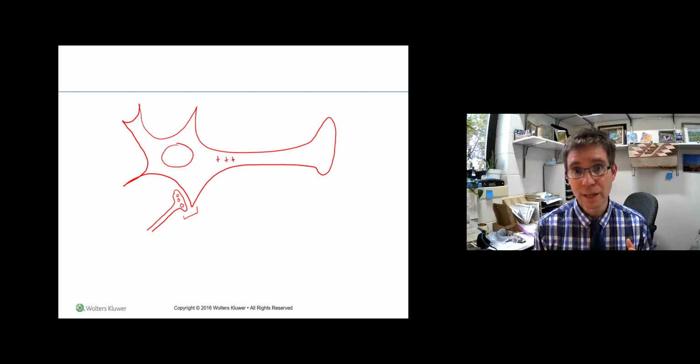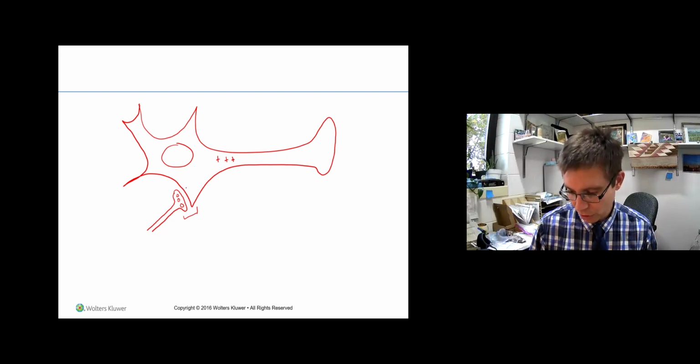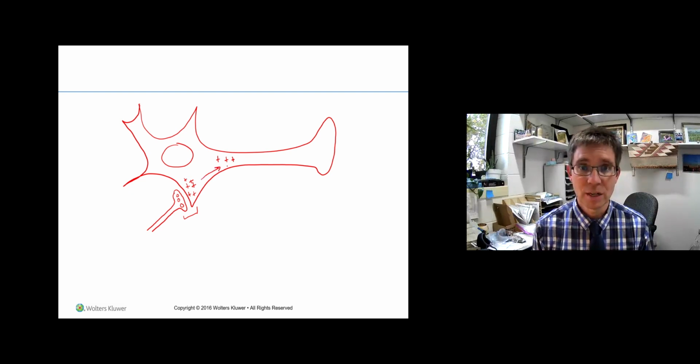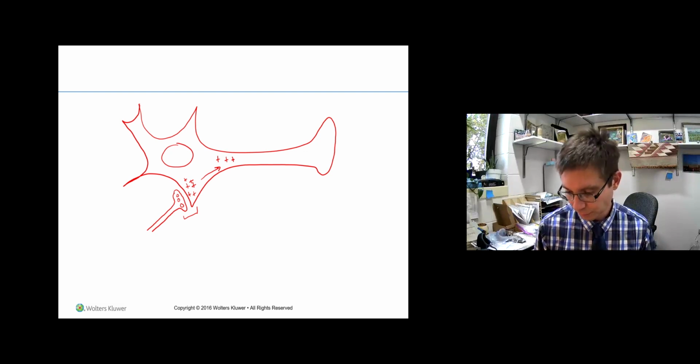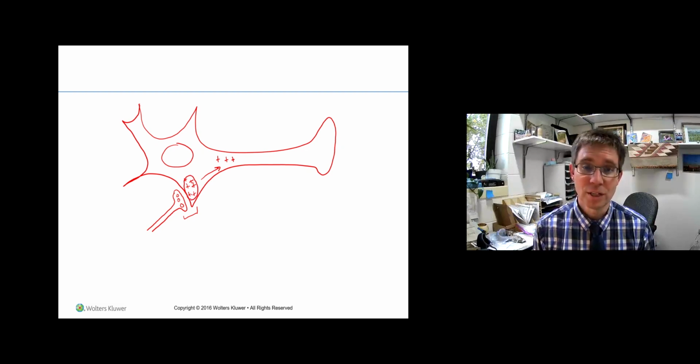One of the things that can affect that is how much depolarization happens at the dendrites, at the synapse. So the more depolarization that happens here, the more likely it is that those positive ions will diffuse to the axon hillock and depolarize it to threshold. So what determines how much depolarization happens there? Well, what could change how much a postsynaptic membrane depolarizes?